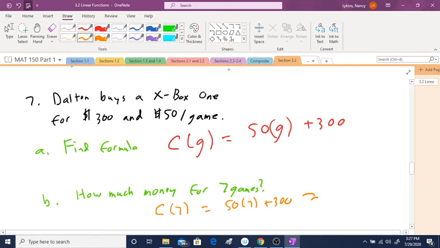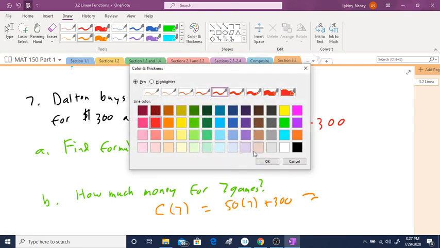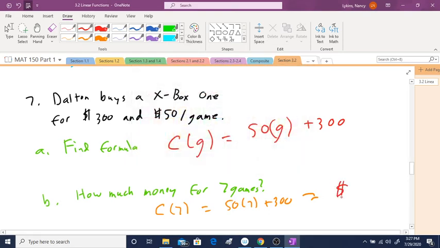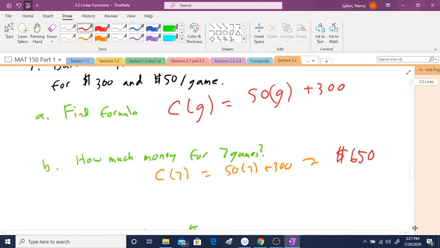So 50 times 7 is 350, plus 300. So he's going to have $650 worth of games in the system.